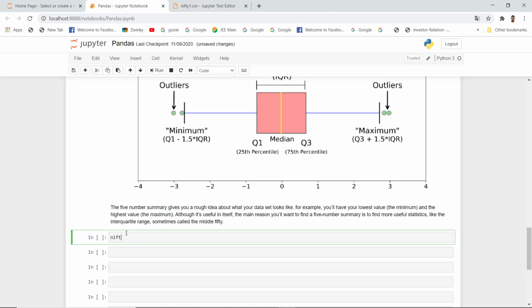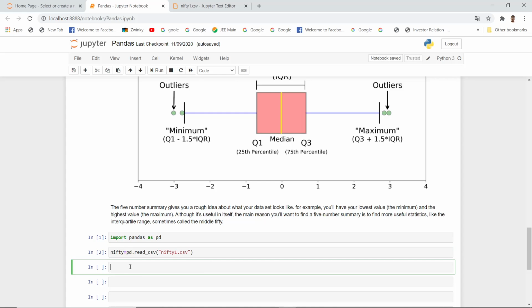So Nifty is equal to, okay, let's import the necessary libraries. Before that, import pandas as pd. This is the library we need. Next, let's get the Nifty 1.csv into a data frame with pd.read_csv and pass the csv. Okay, we got our data.